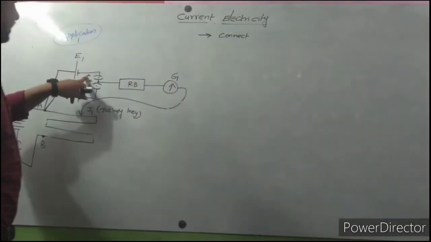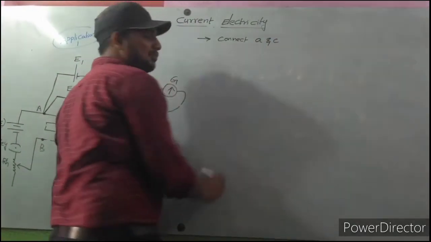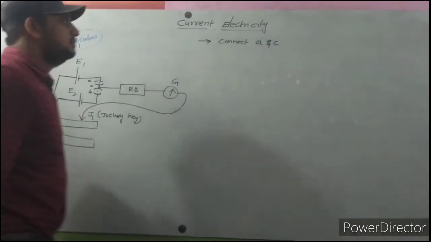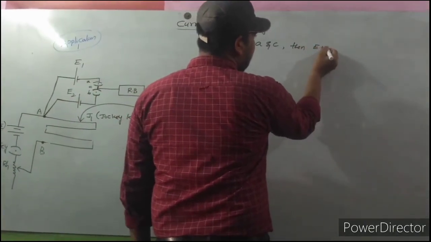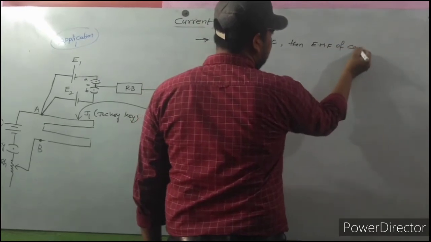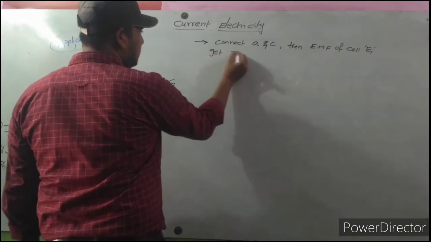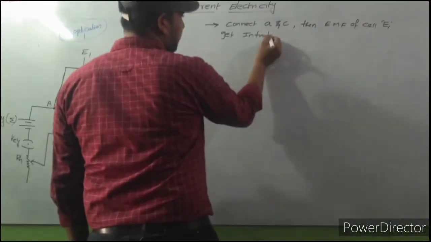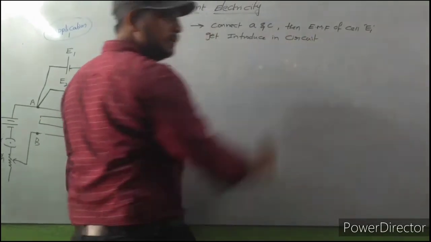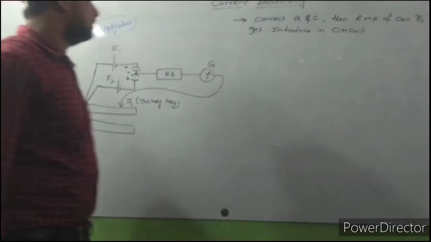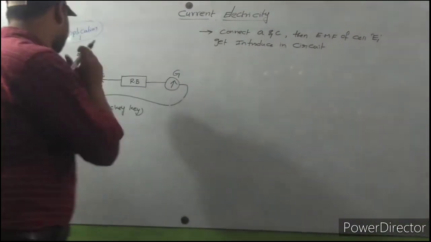Connect A and C. Connect small a and C. Then the EMF of cell E1 gets introduced in the circuit. Connect A and C, when the EMF of the cell E1 gets introduced in the circuit.